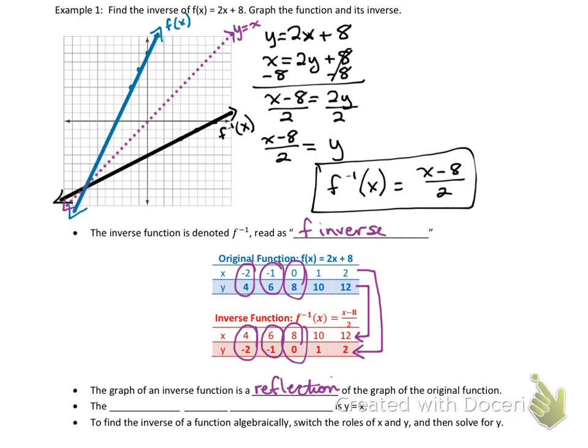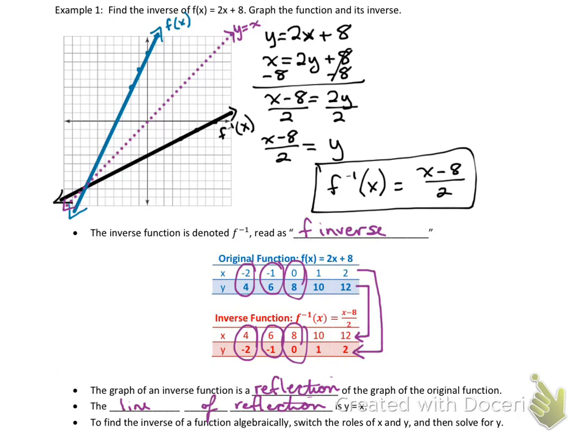The line of reflection, that's what goes right here, is y equals x, just like I showed you above. So whenever you have a reflection, it doesn't always have to be over the x-axis. It can be over something else. In this case, it is that line, y equals x, the dotted line above.